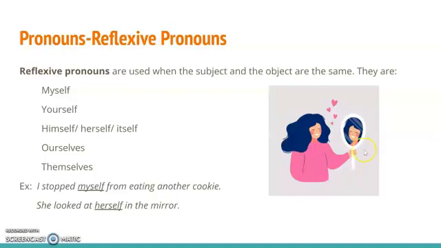And if you look at this picture, maybe this next sentence will help with this picture. She looked at herself in the mirror. So she's doing something to herself. She looked at herself in the mirror.